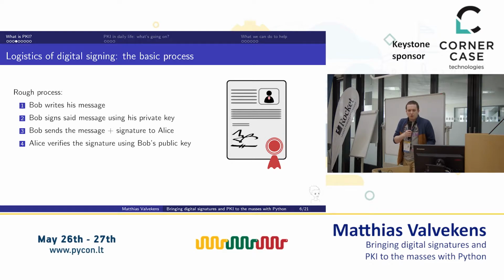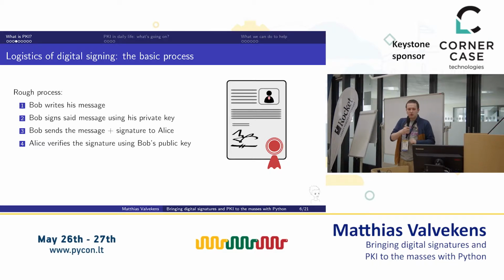We've talked about the requirements, and let's talk about the basic process. Of course, Bob starts by writing his message in whatever format he prefers. Then he signs the message using his private key, using some signature algorithm, whatever that is. Then Bob sends the message plus the signature to Alice. On the receiving end, Alice verifies the signature using Bob's public key. The public key is intended for verification, and the private key is intended for actually performing the signing operation. That's the key principle here.